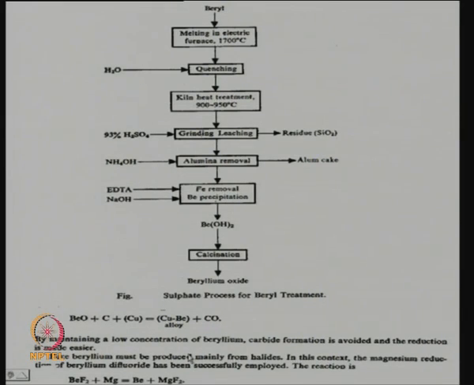So, you see, for all these cases, uranium, plutonium, thorium, beryllium, we have always aimed at producing a pure oxide, then try to reduce the oxide metallothermically or convert the oxide into a halide and try to reduce metallothermically.